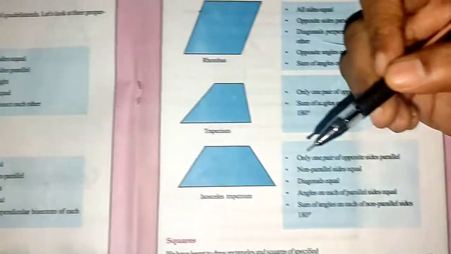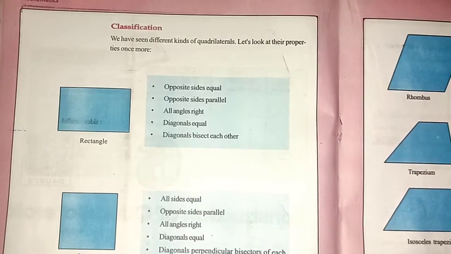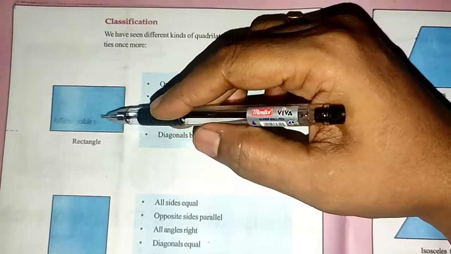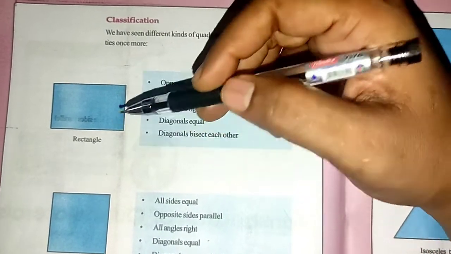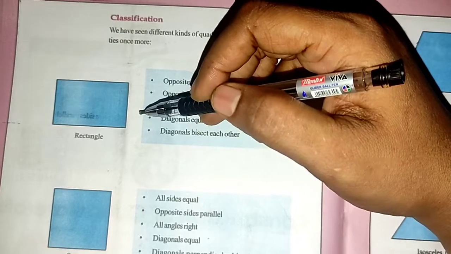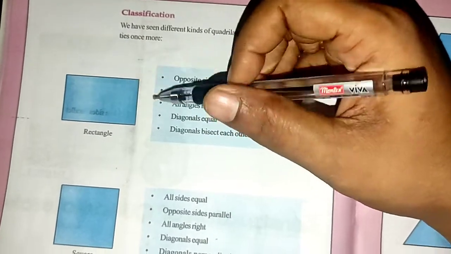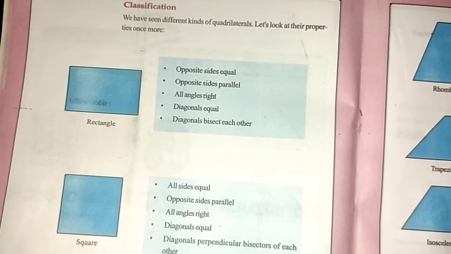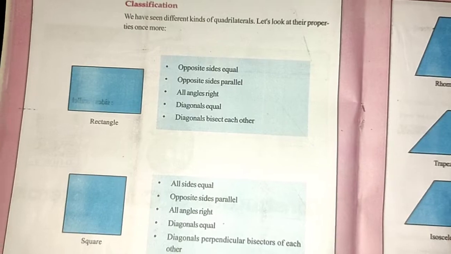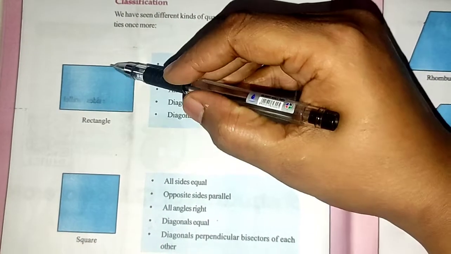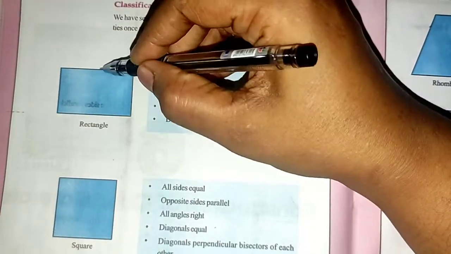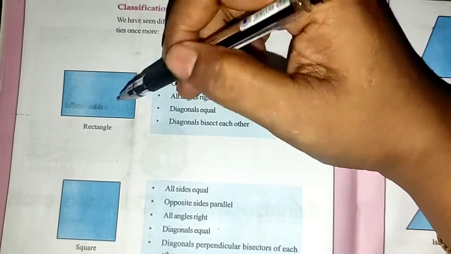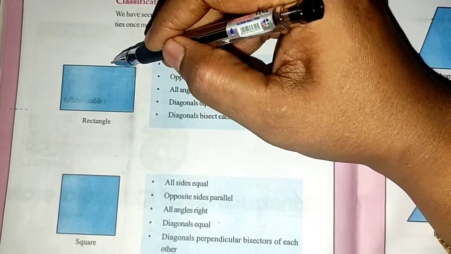Now we are going through the specialities of these quadrilaterals. First one is a rectangle. What are the specialities of a rectangle? From second or third standard onwards we know what is a rectangle, right? A rectangle is a four-sided closed figure, or a quadrilateral, with opposite sides equal. See, these two sides are called opposite sides. Similarly, these two sides are called opposite sides. The opposite sides are equal.